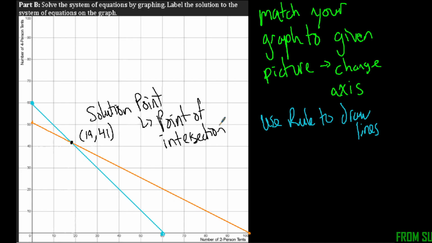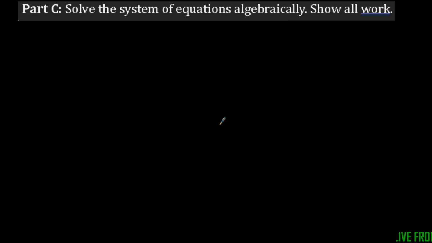So now that we have our graph, we have our solution point, let's come up with what we're going to do for the next part. So in part C, it says solve the system of equations algebraically, and let's show all of our work. And so again, here's our system. We had x plus y equals 60, and then we had 2x plus 4y equals 202.